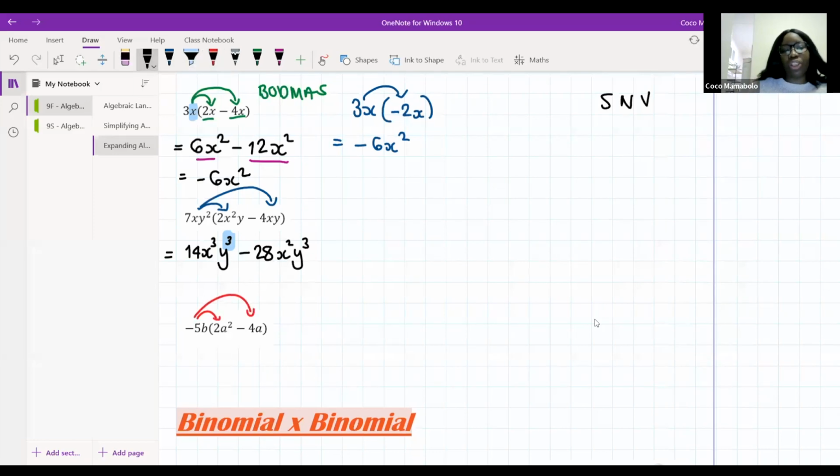All right, tell me what we're going to get. So negative 5b times positive 2a squared is going to be negative 10a squared b. Beautiful. Plus 20. Nsuku, where did you get that plus from? Because a negative times a negative equals positive.